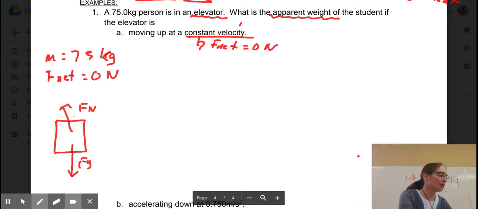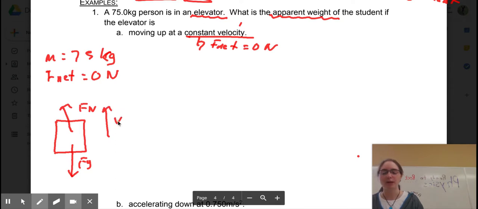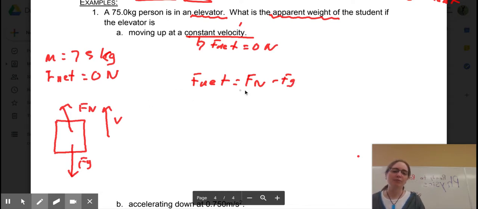So for such a person on the elevator, our motion is going to be going up this way, okay? So let's write our Fnet equation here. Our Fnet is going to equal our normal force minus our Fg. Now, our normal force is going to be our apparent weight, remember that. Now our Fnet is going to equal 0 because we're not accelerating. So because that is 0 newtons, I can cancel that out. I'm then going to move this over, plus my Fg here and Fg over here.